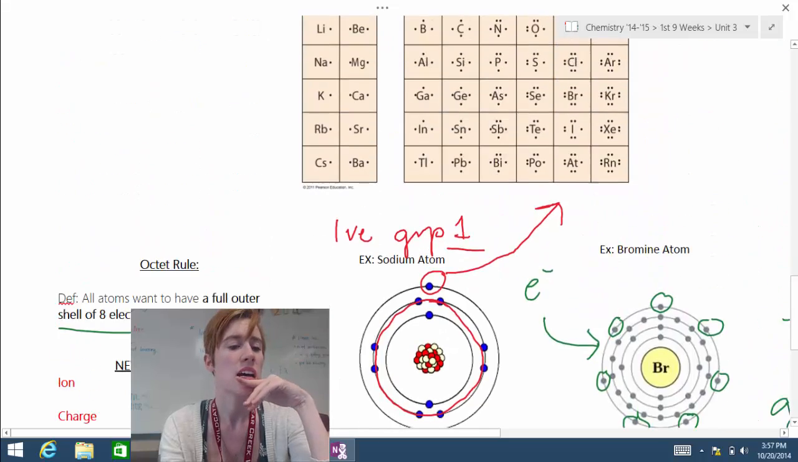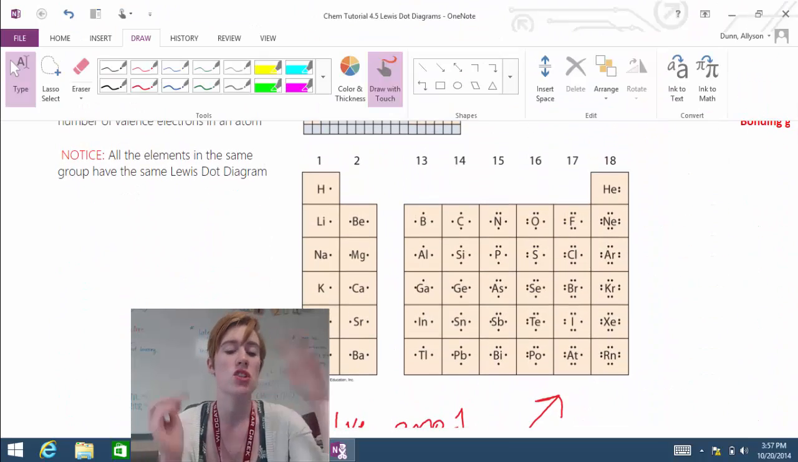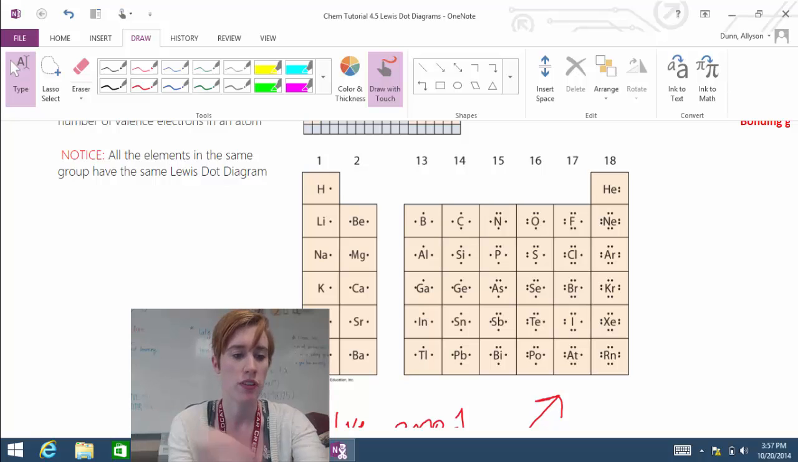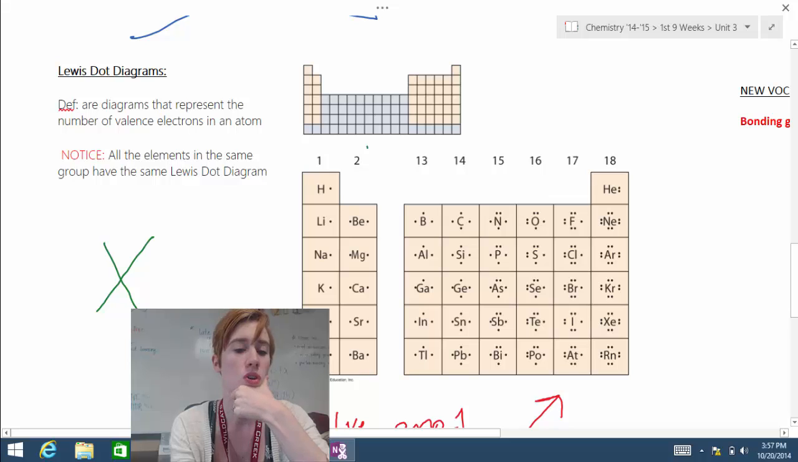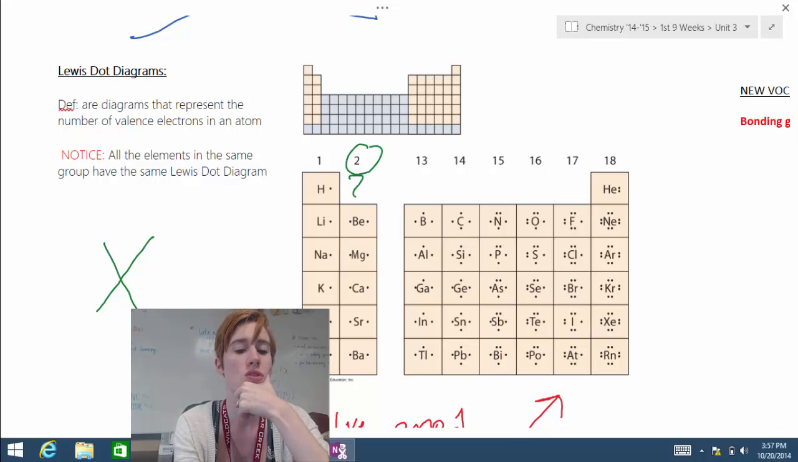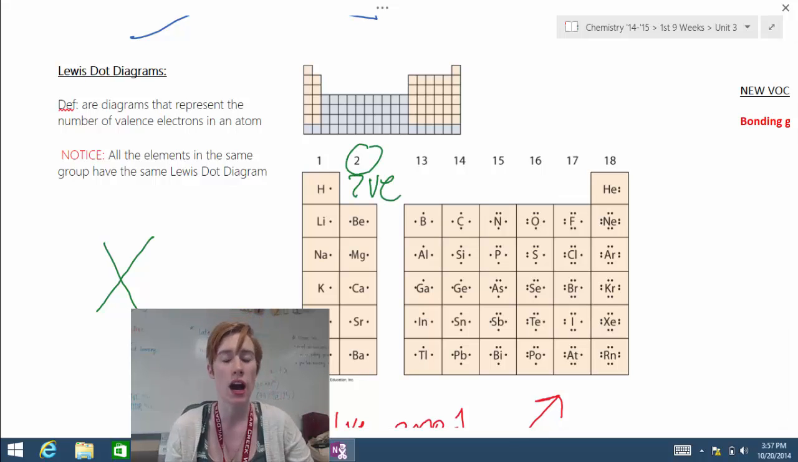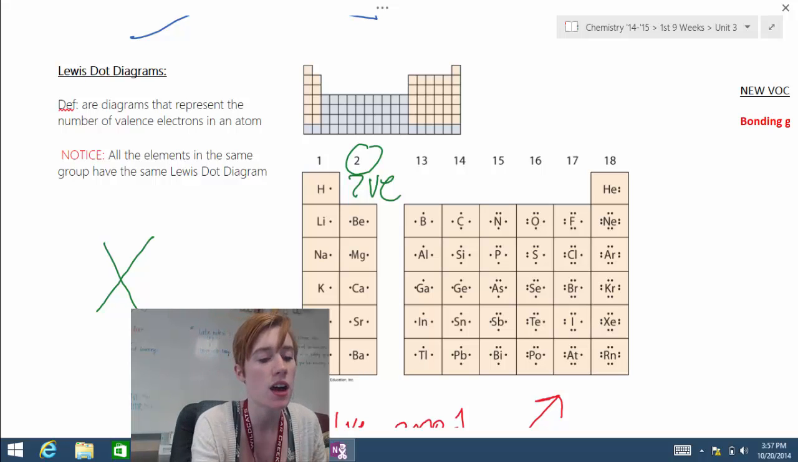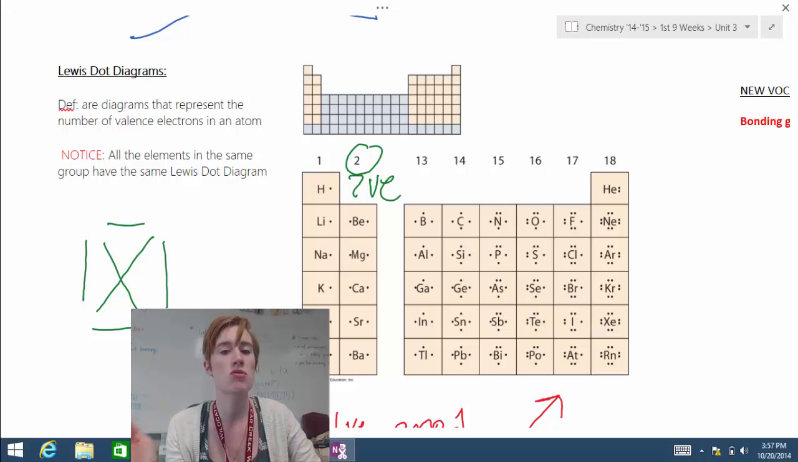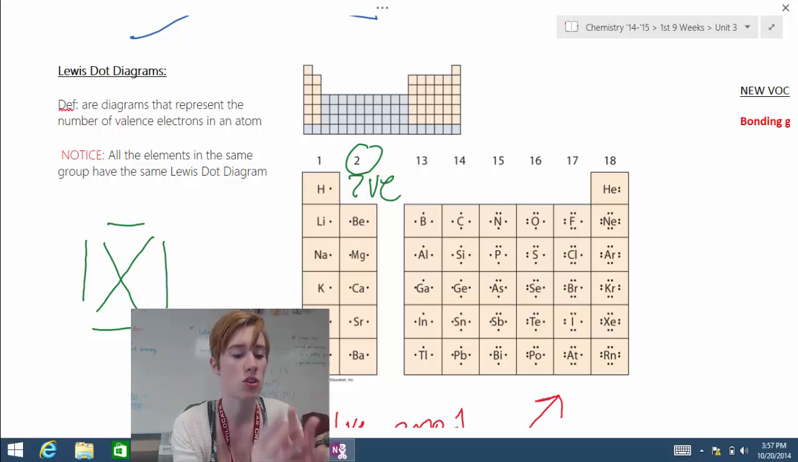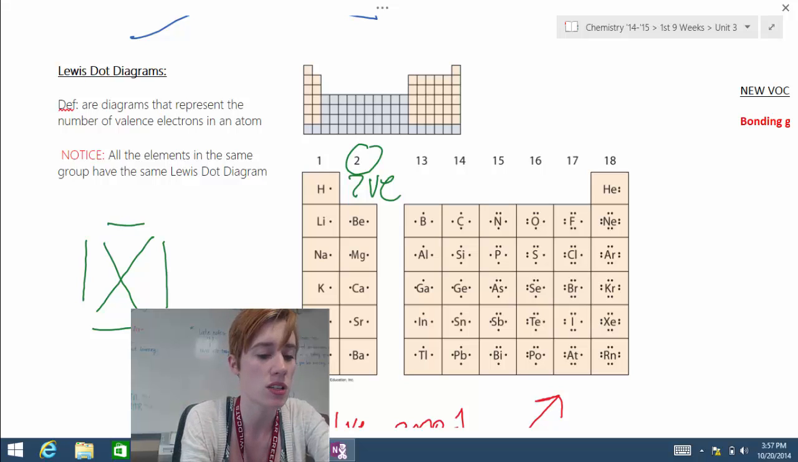I'm sorry about that. Okay, Lewis dot diagrams is just a way to draw atoms with their valence electrons. So if I have an atom in group 2, that means it has 2 valence electrons. So I'm going to draw 2 dots to represent the 2 valence electrons around this atom. Think of the element as having a box. I'm drawing these 4 lines, but normally you don't draw the lines, okay? I'm just drawing the lines to show you that this is in a box. So if it has 2 valence electrons, I can draw 2 dots.